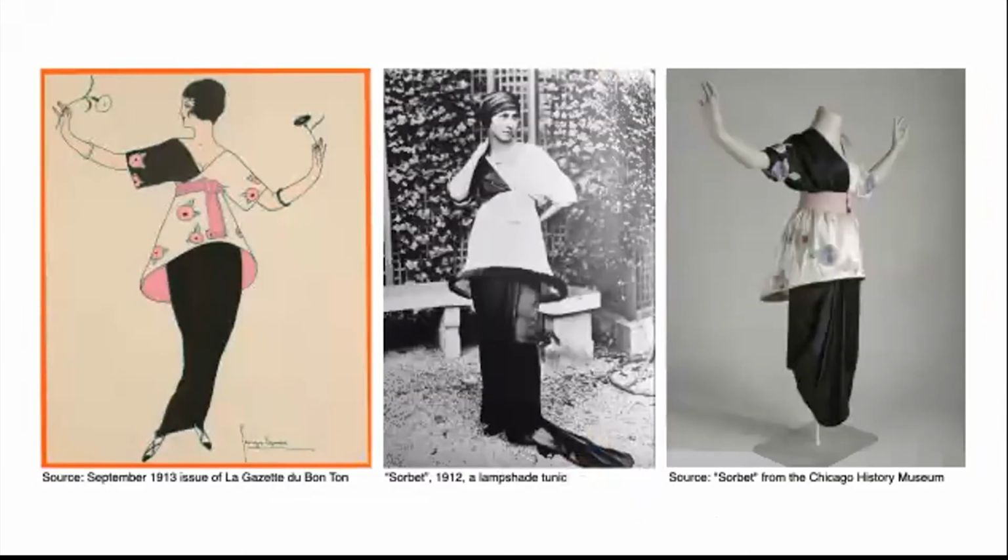Also in 1911 was the sorbet dress, and it's also a variation of the lampshade tunic. Here's kind of an evolution from concept to fabrication. And an interesting side note about the lampshade dress.